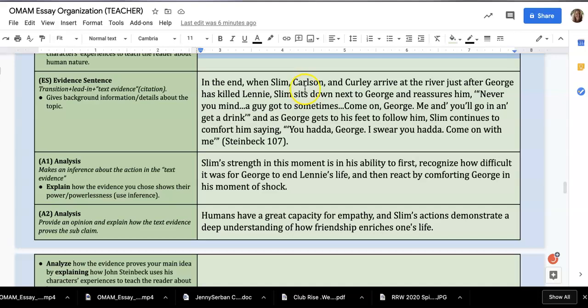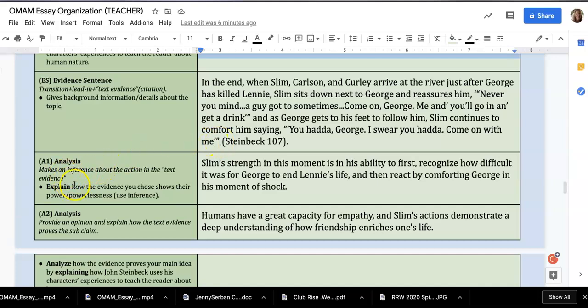In the end, when Slim, Carlson, and Curley arrive at the river just after George has killed Lennie, Slim sits down next to George and reassures him. "Never you mind. A guy got to sometimes. Come on, George. Me and you will go get a drink." And as George gets to his feet to follow him, Slim continues to comfort him, saying, "You hadda, George. I swear you hadda. Come on with me."